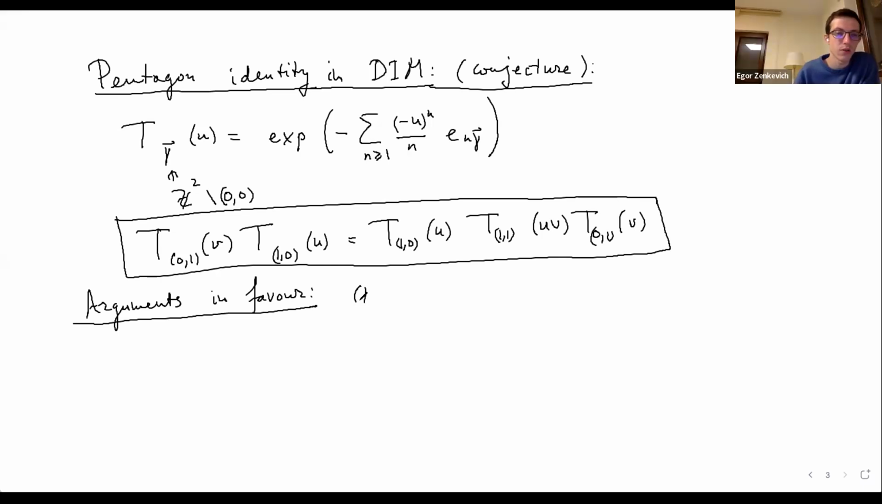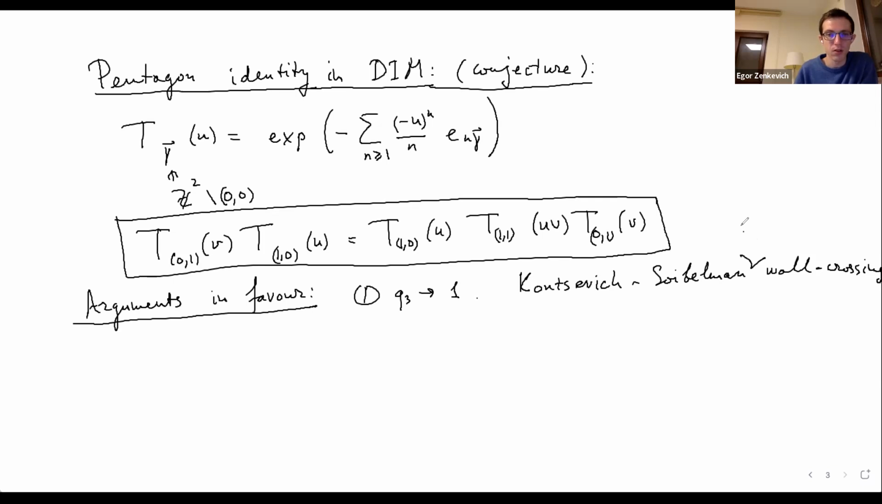So the first one is you say Q3 goes to 1. Then it's an identity in a Lie algebra. This is actually one of the simplest Kontsevich-Soibelman identities, wall crossing identities. Sorry, how it is called, motivic wall crossing identity.